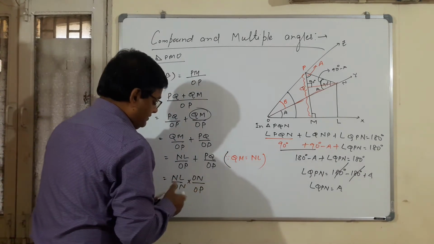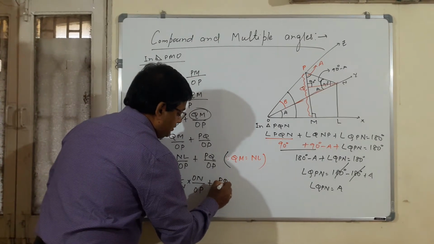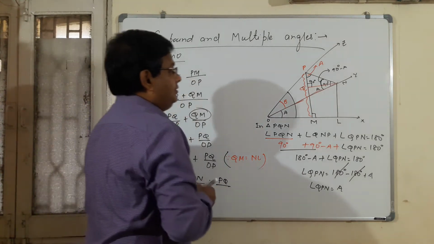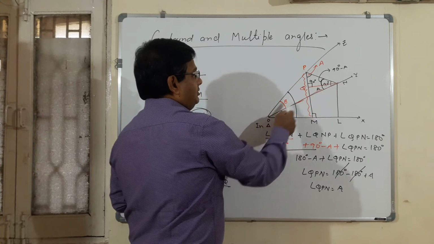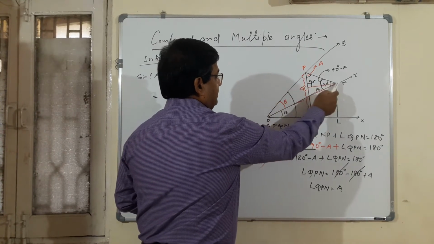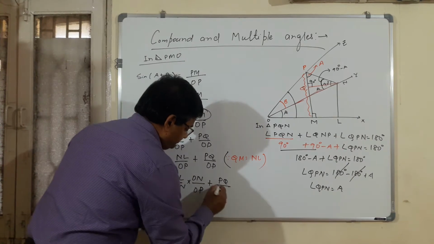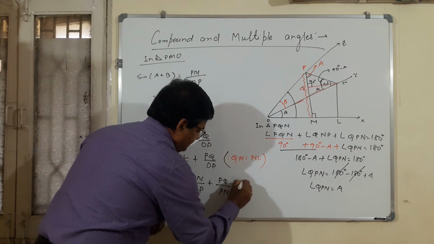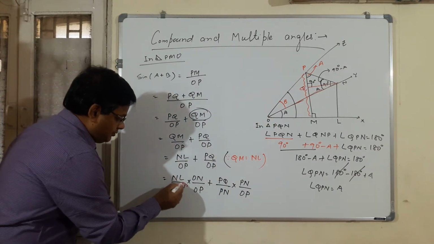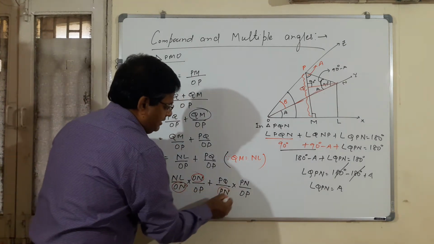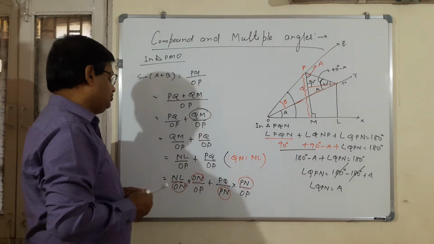Similarly here, PQ divided by OP. So PQ is here, PQ divided by OP, there is no relation. So I am dividing and multiplying PN. Here, multiply PN divided by OP. So this is ON, and here ON, here PN, and PN multiplying and dividing, there will be no change.